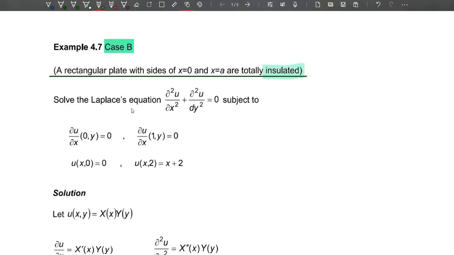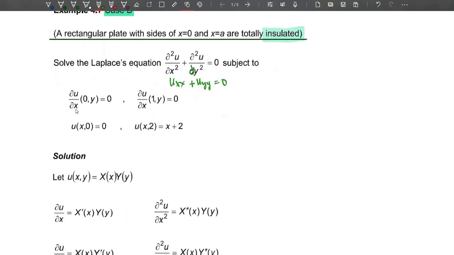We need to solve the Laplace equation, del squared u over del x squared, which is u_xx, plus del squared u over del y squared, u_yy, equal to 0, subject to all these four boundary conditions. The first one is del u over del x at (0, y) equal to 0, the heat flow is equal to 0. The next one is also del u over del x at (1, y) equal to 0, so the heat flow at the end of the plate is also equal to 0.